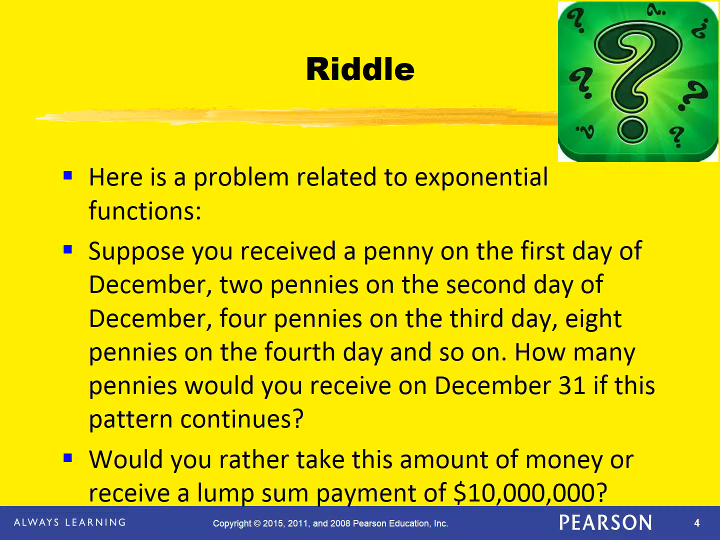Riddle, oh my, it's gonna get crazy here. Here's a problem related to exponential functions. Suppose you received a penny on the first day of December, 2 pennies on the second day of December, 4 pennies on the third day, 8 pennies on the fourth day, and so on. How many pennies would you receive on December 31st if this pattern continues?